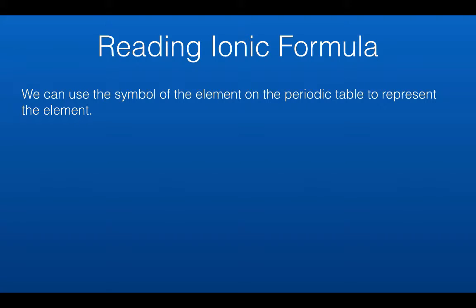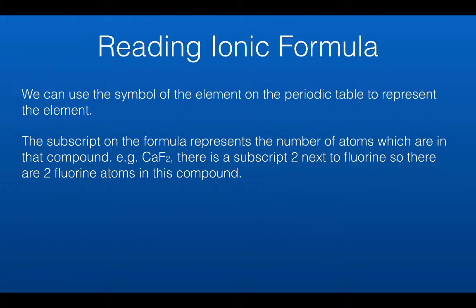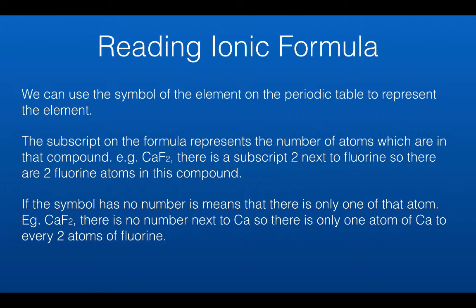When you're reading ionic formula, we can use the symbol of the element on the periodic table to represent the element. The subscript on the formula represents the number of atoms which are in that compound. For example, in CaF2, there is a subscript next to the fluorine, so there are 2 fluorine atoms in this compound. If the symbol has no number, it means that there is only one of that atom. For example, in CaF2, there is no number next to calcium, so there is only 1 calcium atom to every 2 atoms of fluorine.